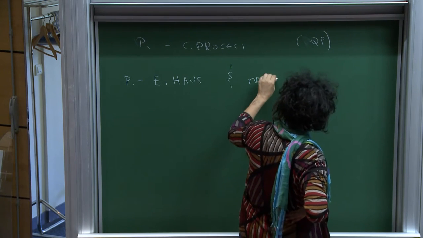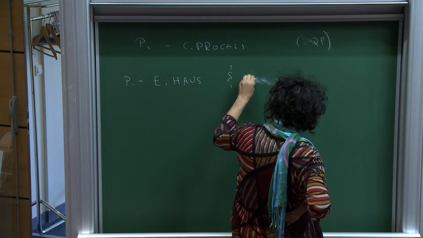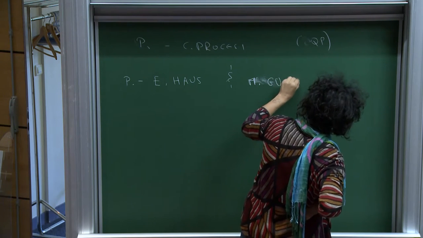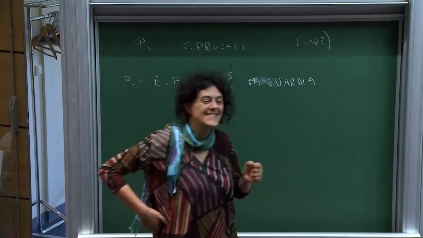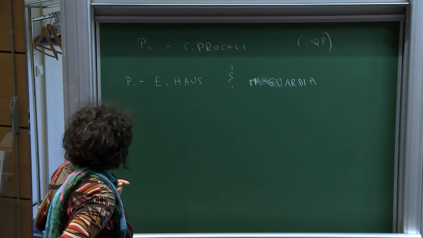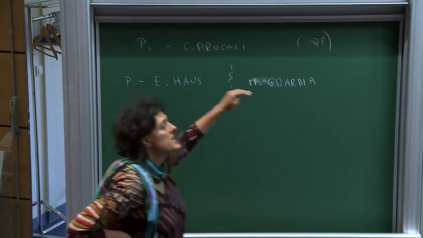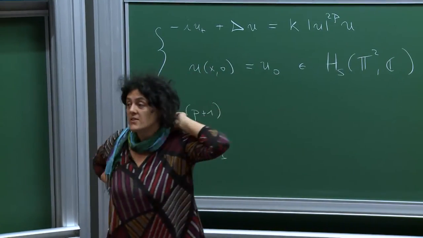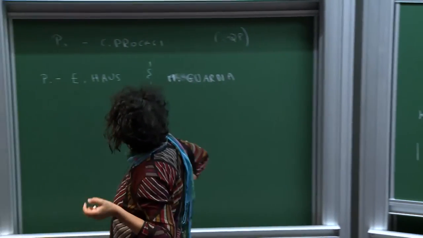Quasi-periodic. I'm not used to writing on the blackboard anymore. So. Okay, but these are always for the question of taking P larger than one. Otherwise, it was already known since like 3 or 4 years.